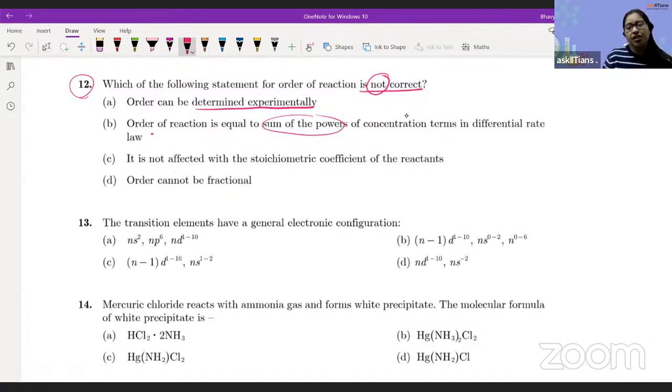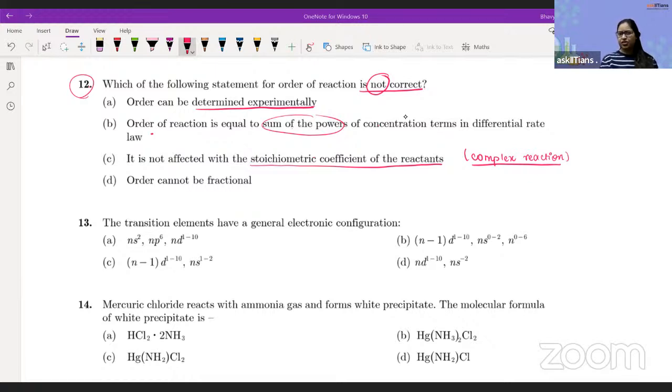It is not affected by the stoichiometric coefficients of the reactants: true, though it is technically an incomplete line, because it is not affected by the stoichiometric coefficients only in the case of complex reactions, or those reactions which occur in more than one step. Whereas if it is an elementary reaction, then order is equal to molecularity, and molecularity is dependent on the stoichiometric coefficients. Okay.